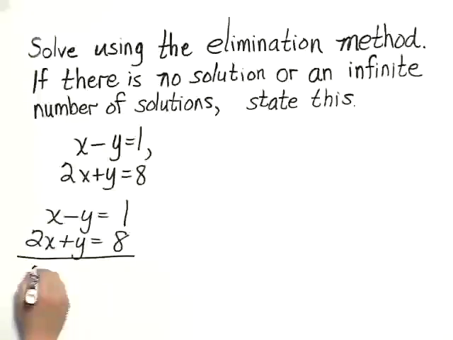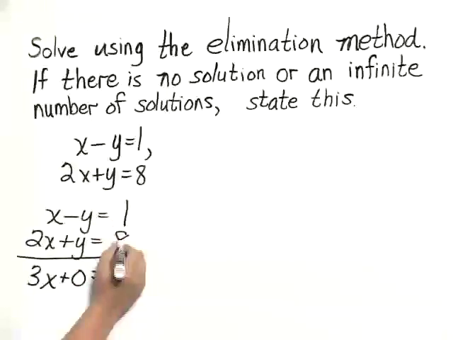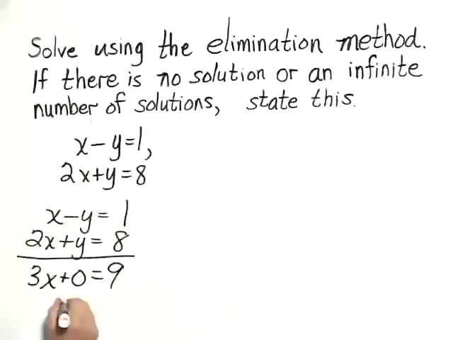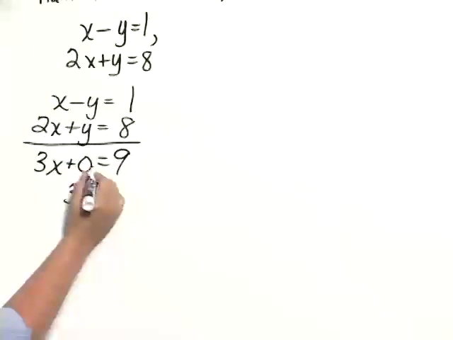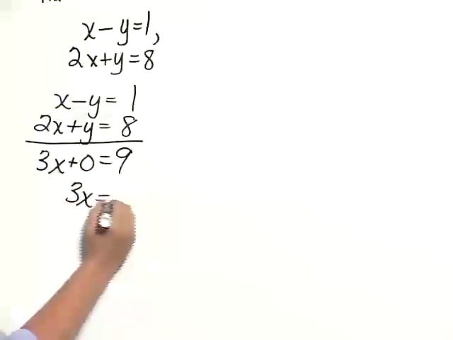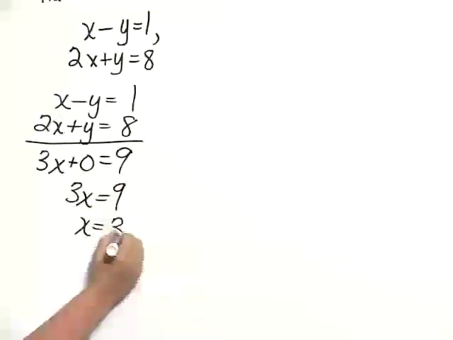X plus 2x is 3x. The opposite of y plus y is 0. And 1 plus 8 is 9. So that gives me an equation without a y. That's what we call eliminating y. So I have 3x equals 9, divided both sides by 3. I get x equals 3.